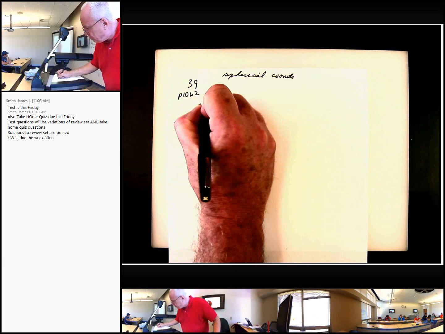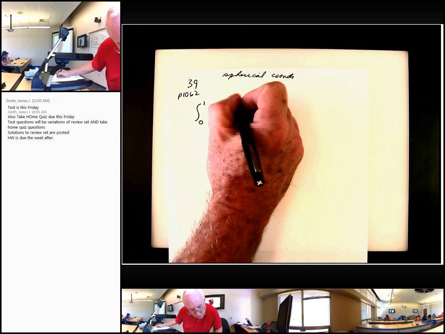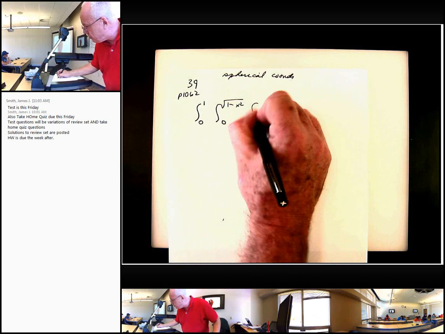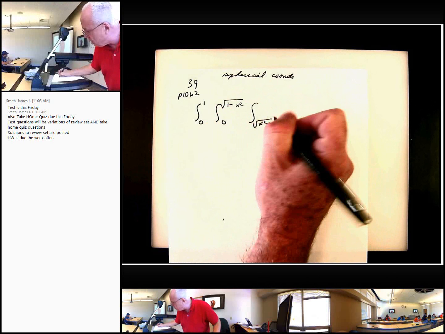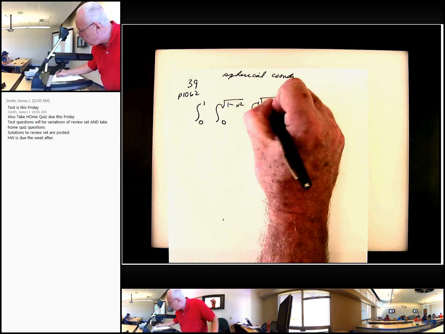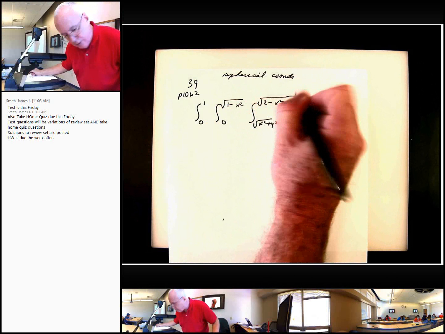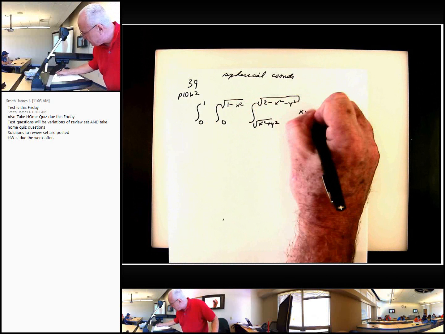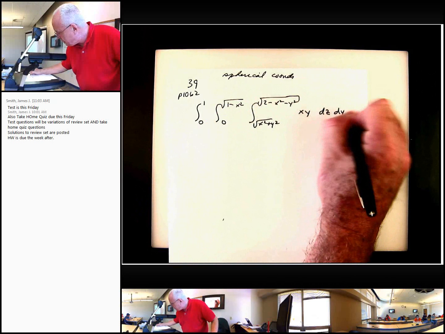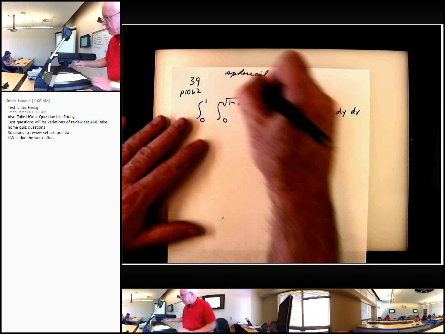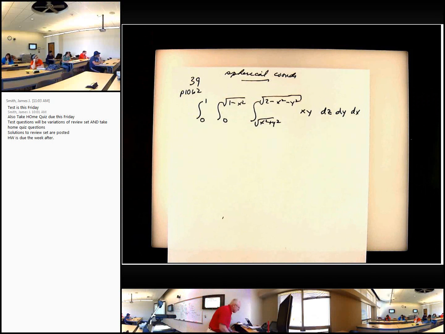A triple integral from 0 to 1, then from 0 to the square root of 1 minus x squared, and then from the square root of x squared plus y squared to the square root of 2 minus x squared minus y squared, and then we're given xy, and then this is first of all dz, then dy, and then dx. And we're told to evaluate this using spherical coordinates.